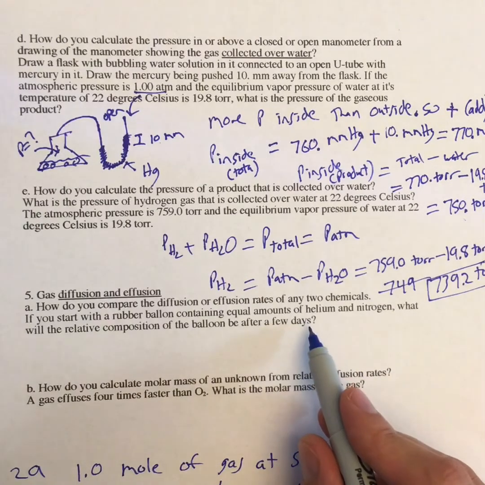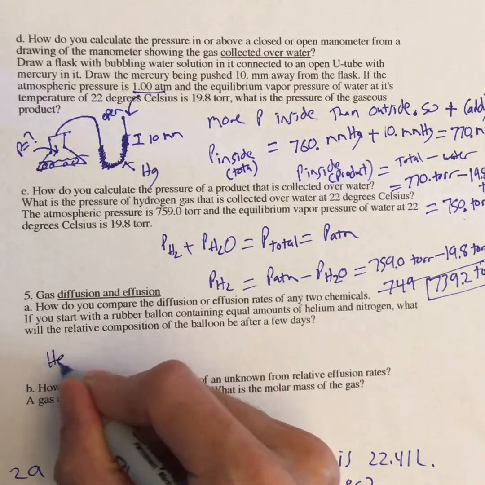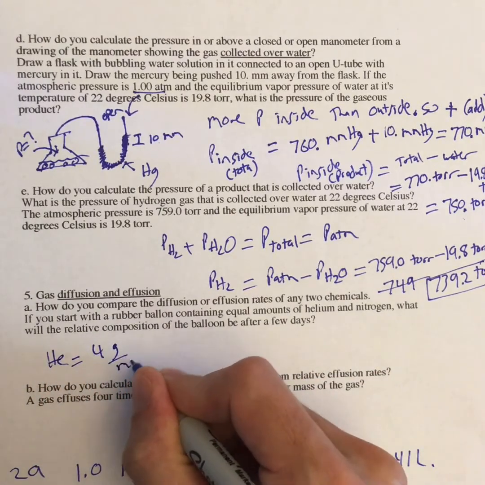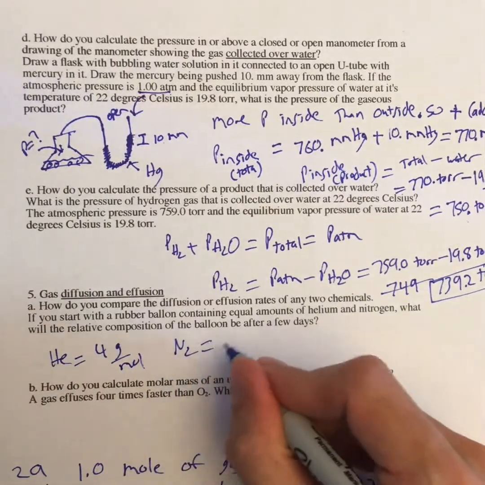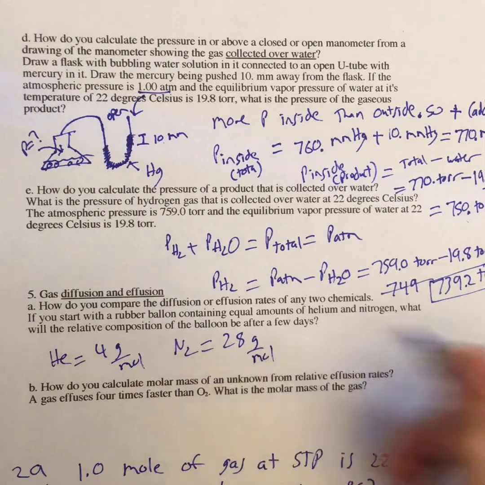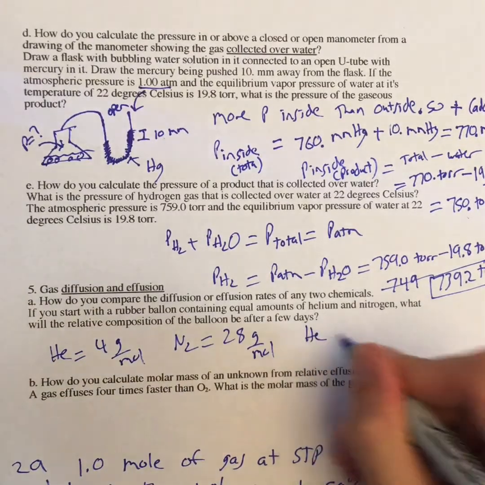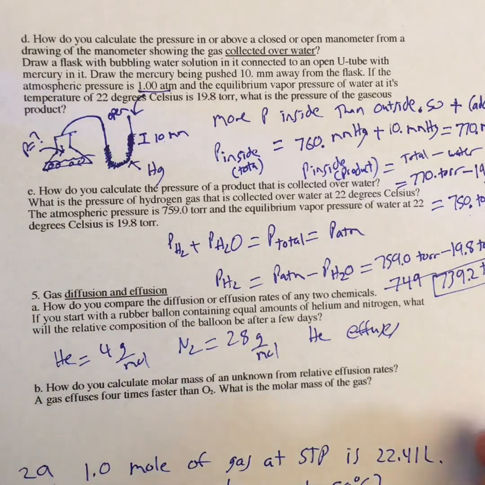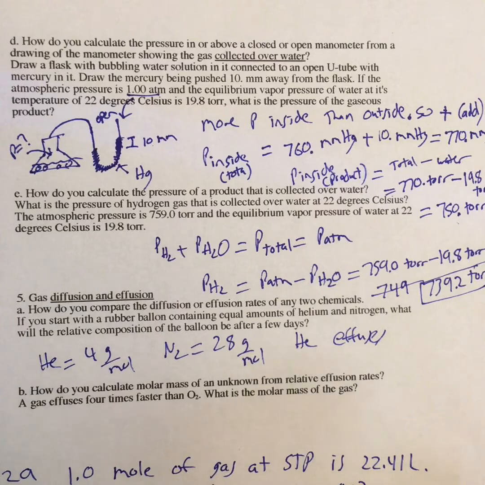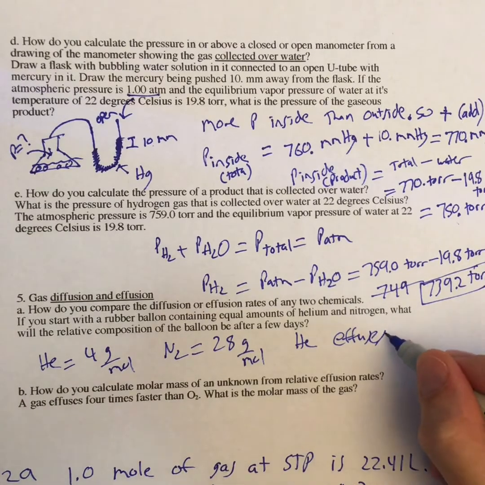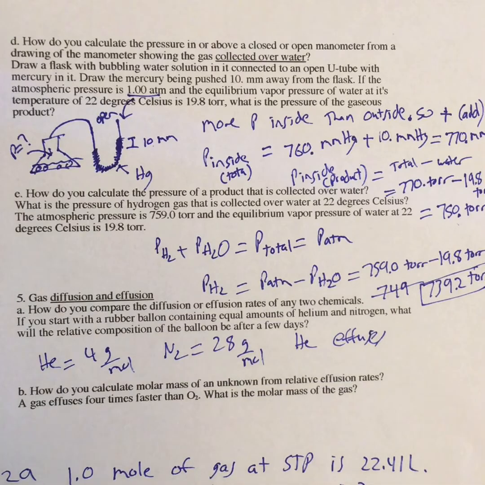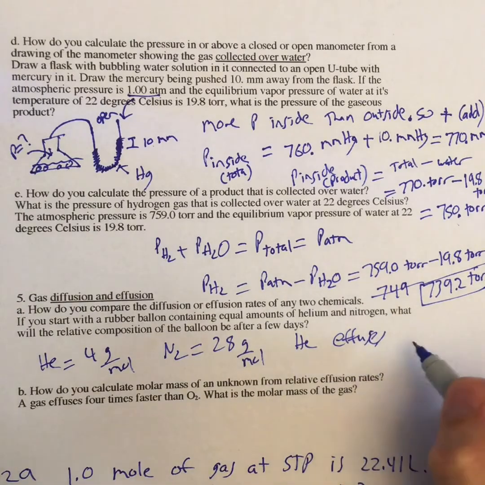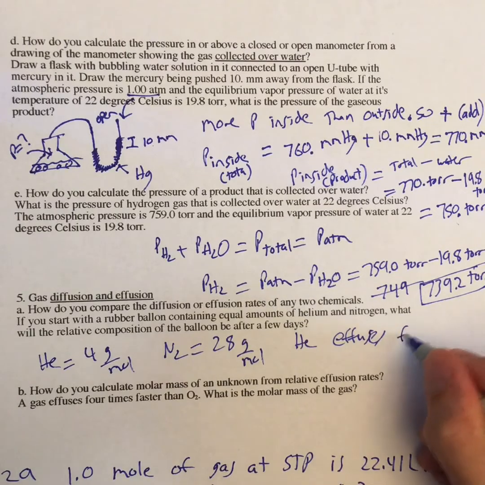Helium has a molar mass of about 4 grams per mole, and nitrogen has a molar mass of 28 grams per mole. So helium is much lighter, so helium diffuses faster. Everything has holes in it, but rubber, especially natural rubber latex, has fairly significant holes, much, much bigger than atoms. Molecules, even kind of big molecules and viruses, can get through latex. We're going to say helium effuses faster.